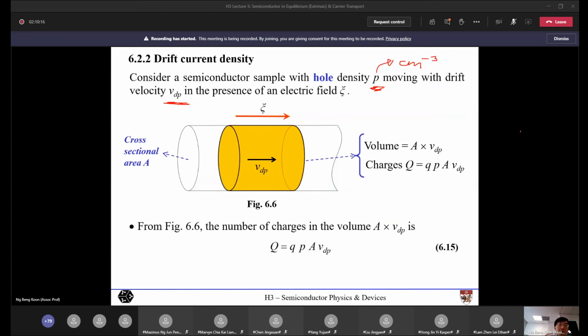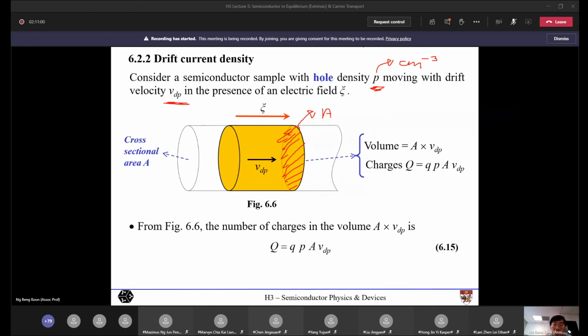How do we determine the drift current in this semiconductor? So here, let's say we consider a volume element in the semiconductor in the form of a cylinder. If you want to find out the current that is flowing in the semiconductor, how do you define current? Current is basically a measure of how much charge passes through some cross-sectional area per unit time. Suppose I take this cross-sectional area as a reference, let's say area A. If you can work out how much charge passes through this area in 1 second, then you can find the current that is flowing in the semiconductor.